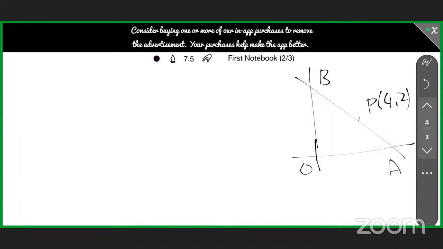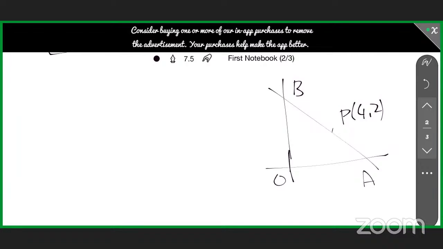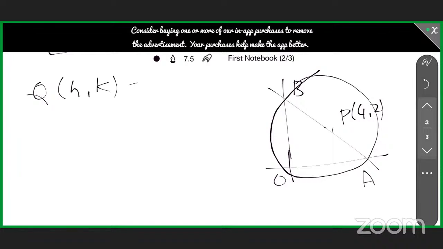This is my circumcircle, passing exactly through these points. I have to find the locus of the center of this circumcircle. Let me take the center of the circumcircle as Q(h, k). Let me take this as the locus, that is the center of my circumcircle.